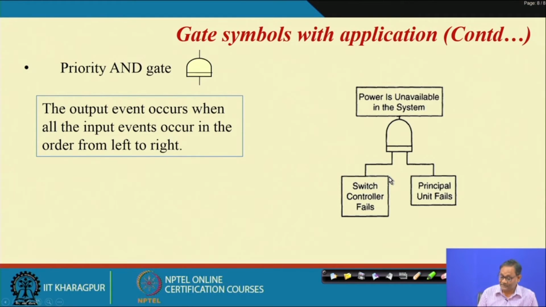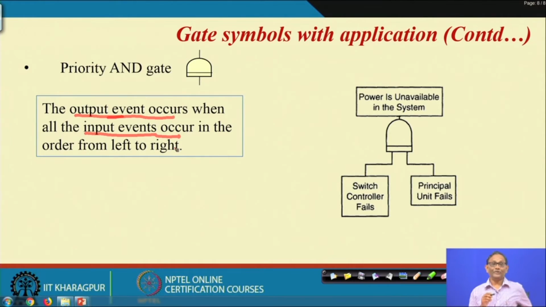Then the priority AND gate. What is a priority AND gate? A priority AND gate is one where the output event occurs when all the input events occur in order from left to right or right to left. Actually, there is a sequence of occurrence, and then you use a priority AND gate. For example, there is a standby: suppose the main system fails, then the standby system will automatically become operational through a switch controller. The switch controller connects the standby units.